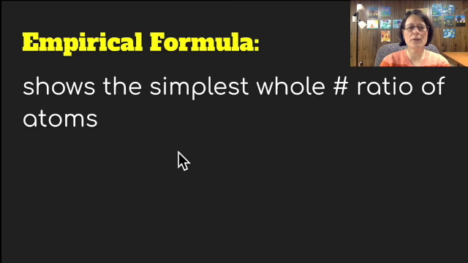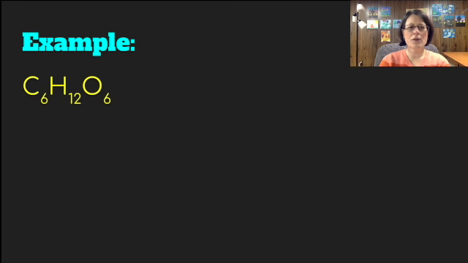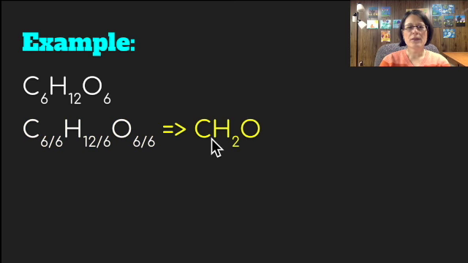There are also empirical formulas. These show the simplest whole number ratio of atoms. So an example is, let's use glucose again. So we start out with glucose, but we notice that all of these numbers are divisible by 6. So we're going to divide each one by 6. Okay, that's what I've represented here. And when we do that, we end up with a 1 behind the carbon, which we don't write, 2 behind the hydrogen, and a 1 behind the oxygen that we don't write. So the empirical formula for glucose is CH2O.